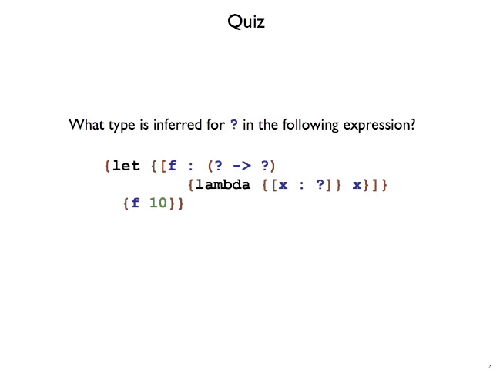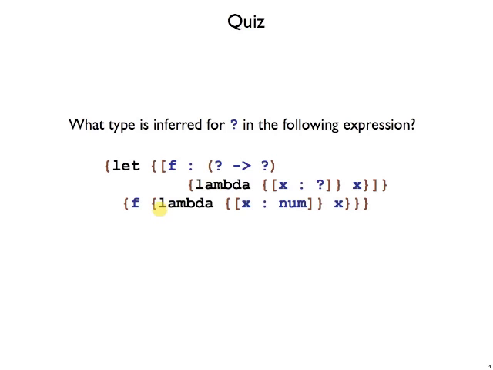In the following expression, what type is inferred for the question mark? Well, since we're applying f to a number, the argument x must have type number for things to work out. We're also returning x, so number works for both of these question marks as well. So number is the answer. Piece of cake. How about in this expression?